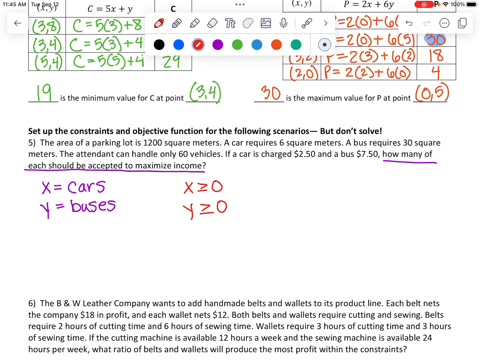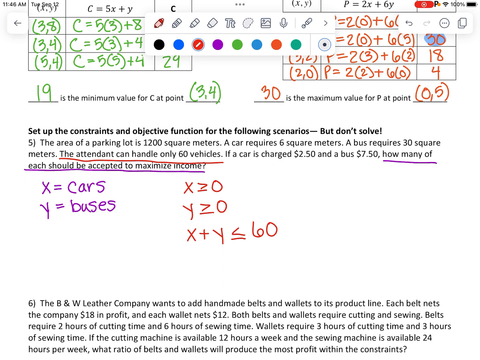The next thing I'm going to look at is the attendant can only handle 60 vehicles. So if I take my total of cars and buses, it cannot be any more than 60. So the next one I'm going to write is X plus Y has to be less than or equal to 60. So we can be right at 60, that's that or equal to, but we have to be less than or equal to because the parking lot will not hold more than 60 cars, okay?